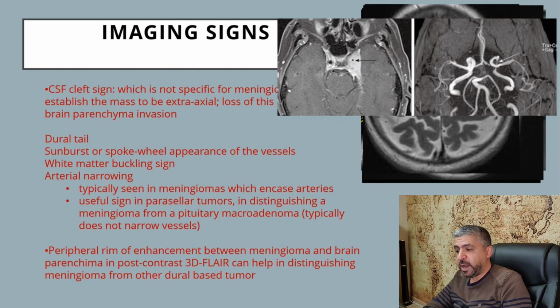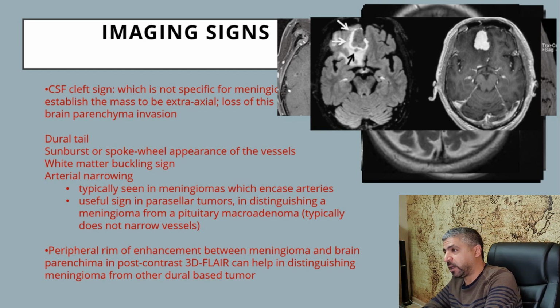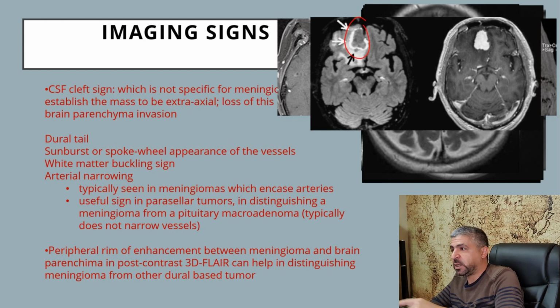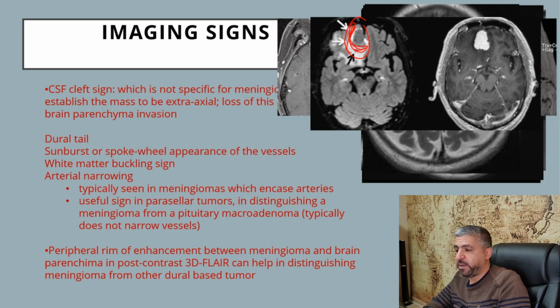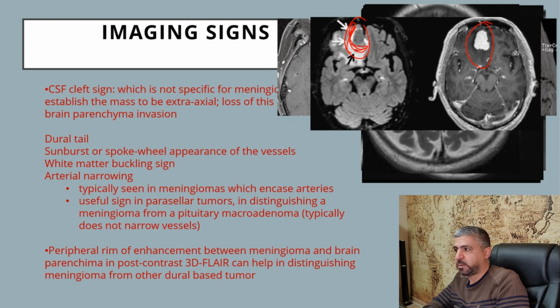If you do a 3D FLAIR image, the peripheral rim of enhancement between meningioma and the brain will help you decide that this is a meningioma, not other dural-based tumors. Like the example here, this is a 3D FLAIR post-contrast. You can see the enhancement at the periphery of the lesion, helping us to decide that this is a meningioma, not other dural-based tumor. This is just a T1 post-contrast.